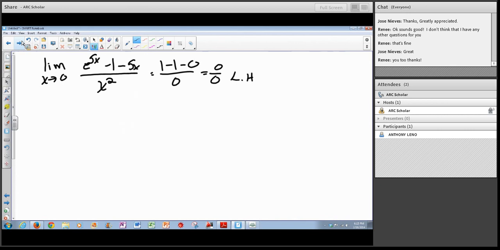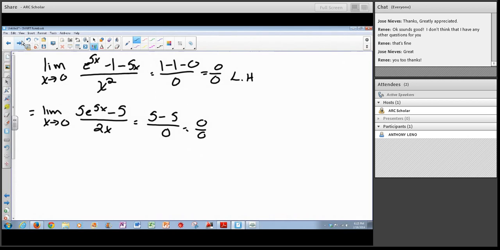So what is the derivative of our top? Good. Derivative of the bottom, right? There we go. So now if we were to take this limit, what would we get? 5 minus 5 over 0, which is 0 over 0. Drat. Well, let's try it one more time for good measure, right?